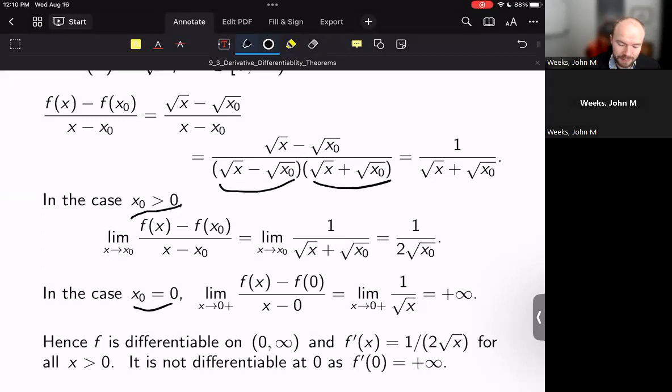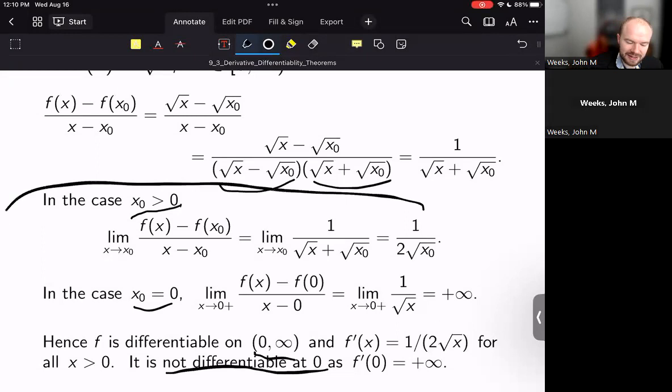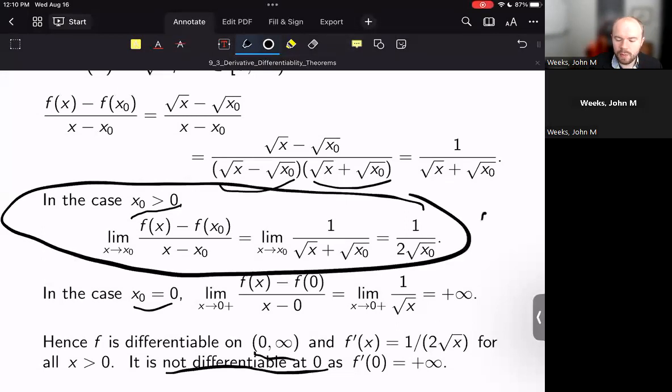So for example, f would be differentiable on the open interval from 0 to infinity, but it would not be differentiable at 0. And this makes sense because when we think about the derivative of this function, which we got to be 1 over 2 square root of x, this kind of function is not going to be defined at 0. However, we can't just use the fact that whenever x naught is greater than 0, look at this and say, oh, well, if I plugged in 0, this wouldn't exist. Therefore, the derivative does not exist.